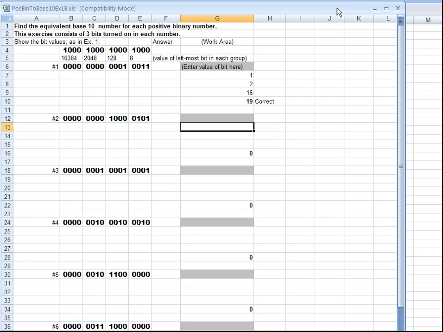So let's do exercise number 2. Okay, if I look at these, I'm going to start from right to left. Obviously the first one is worth 1. Then I have a 2, which is 0, and then I have a 4, 8, 16, 32, 64, 128. And so it says I came up with 133 and that it's correct.